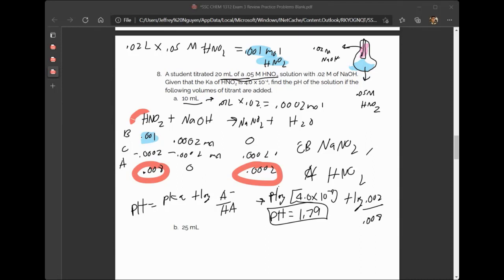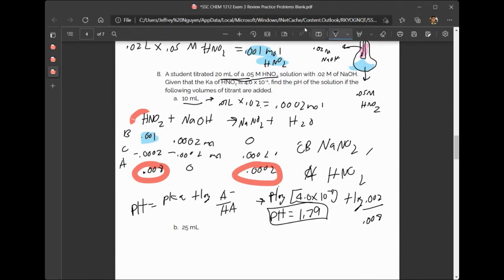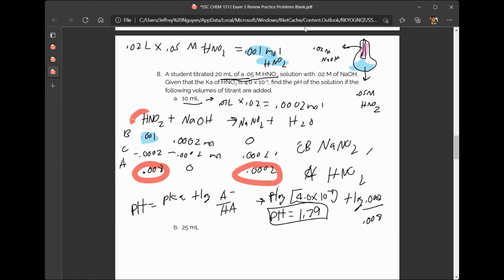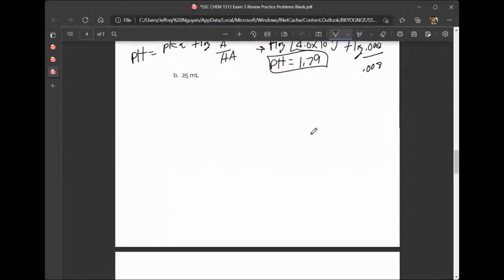Oh, yeah, good catch. That's another catch. So I accidentally forgot to write a zero. But the number should be the same. Let me go ahead and just double check that. Yeah, I got the same number too, so cool.